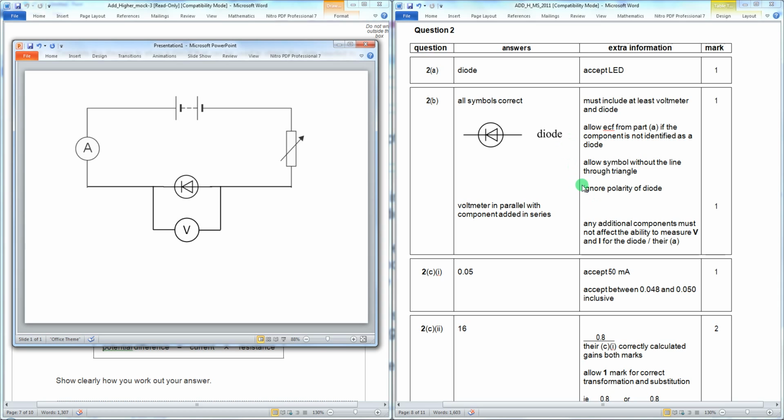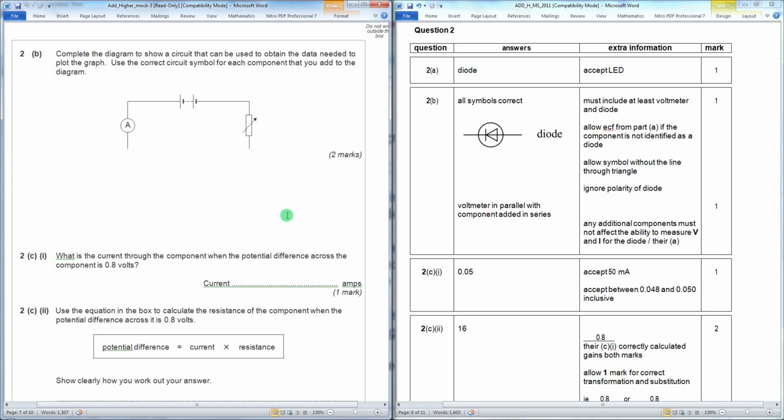Ignore polarity of the diode means they don't care which way round it goes. I've actually got mine in backwards as well. It doesn't matter. It should really be pointing the other way, but they didn't care about that. And the other mark was for having the voltmeter in parallel. If you put it in series, you only get 1 mark.